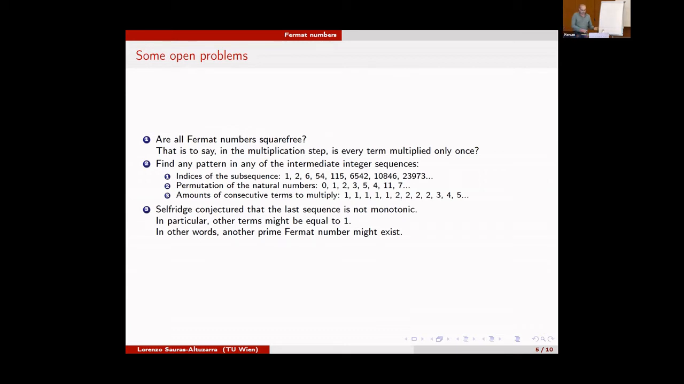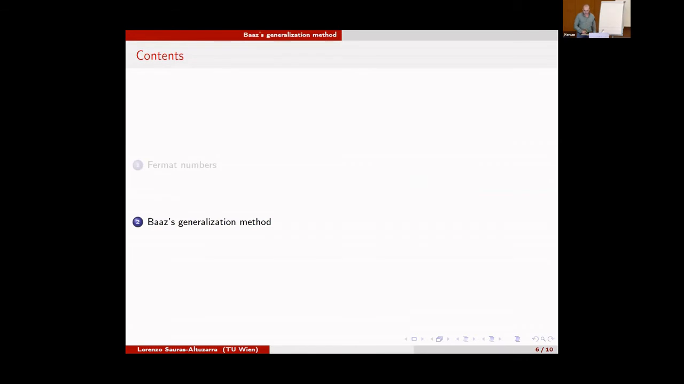There are more, or, if this is the case, what is their cardinality? Are they only finite or not? Okay, and now I explain Baaz generalization method.